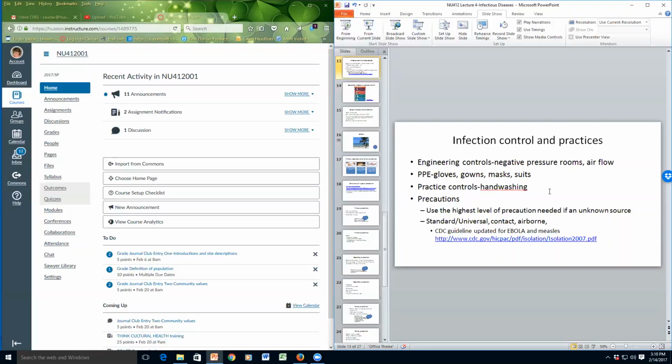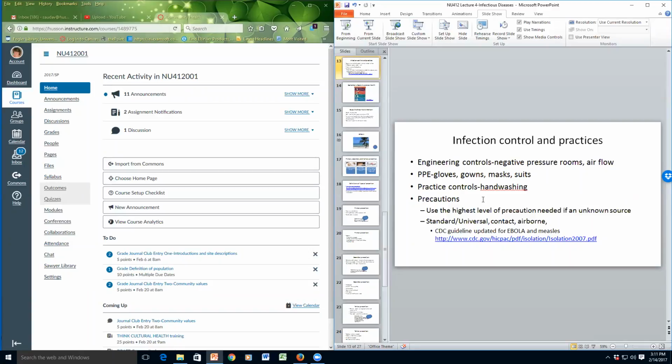The third area that we have within our control to help prevent infection spread is practice controls. It's what we can do as people, as humans, to minimize the spread of infection, with hand washing still being a benchmark of infection control process today.